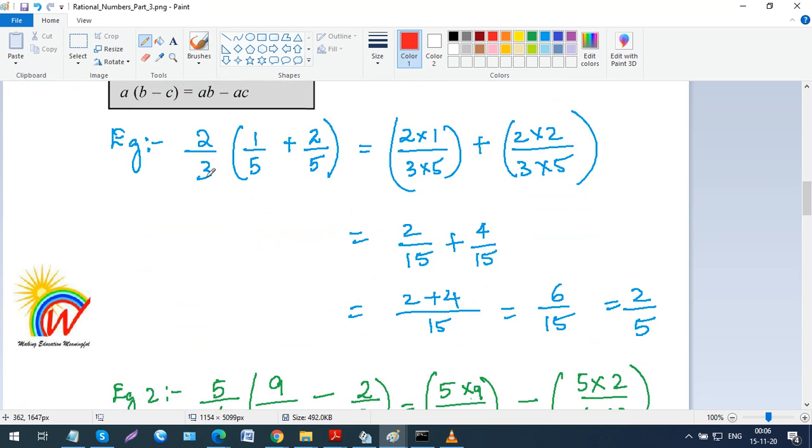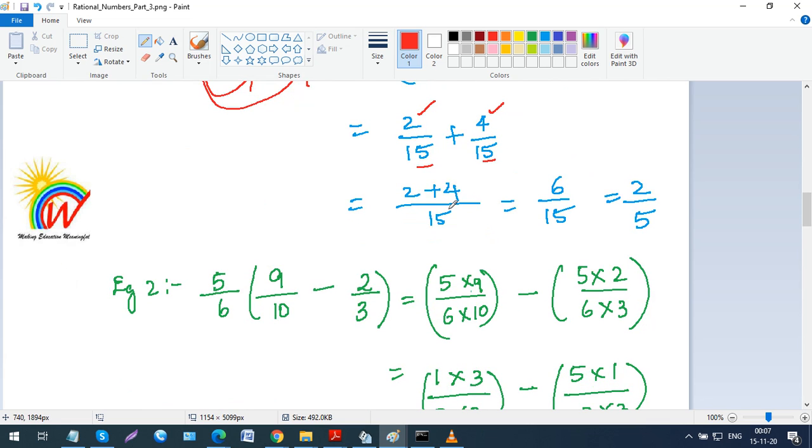See, if I have given 2 by 3 multiplied by 1 by 5 plus 2 by 5, you can write this as 2 by 3 multiplied by 1 by 5. So the first thing, this and this being multiplied. Then 2 by 3 multiplied by 2 by 5, this one. So that's going to give you 2 by 3 5s are 15, 2 2s are 4 by 15. Now 15 and 15 denominators are same, so you can just write 2 plus 4 on top, which is 6 by 15. Now you can simplify this. Both are divisible by 3, so 3 2s are 6, 3 5s are 15, so it's 2 by 5.